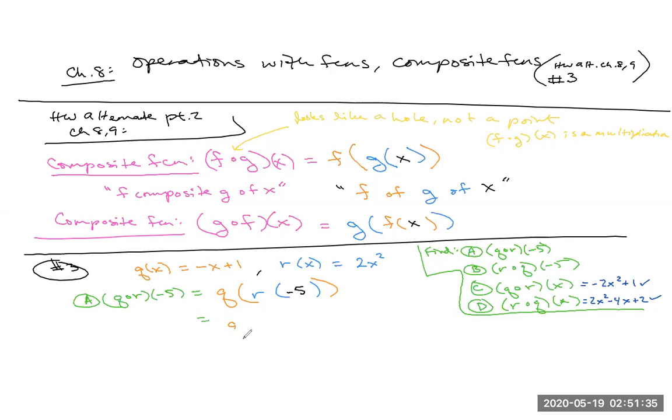Keep your Q of, now you want to put R evaluated at -5 inside of here. Okay, that's 2 times -5, the quantity squared. Okay, you can do that off to the side. 2 times -5 quantity squared, that's 2 times 25, which is 50. So we're evaluating Q at 50. So this is R of -5.